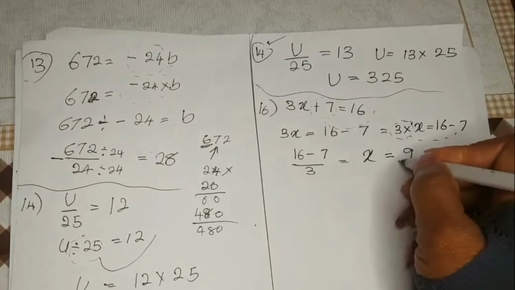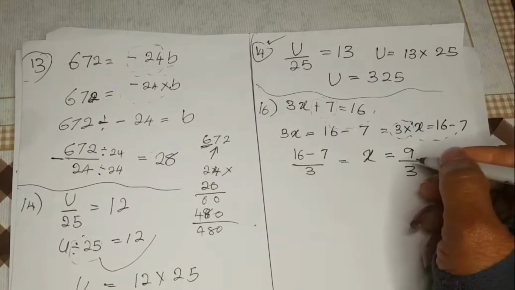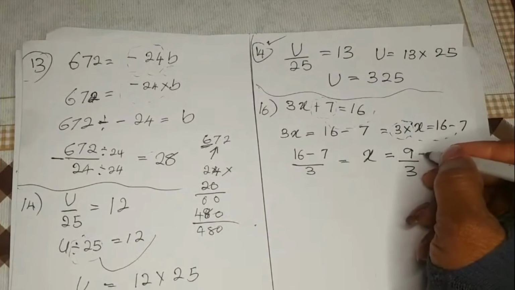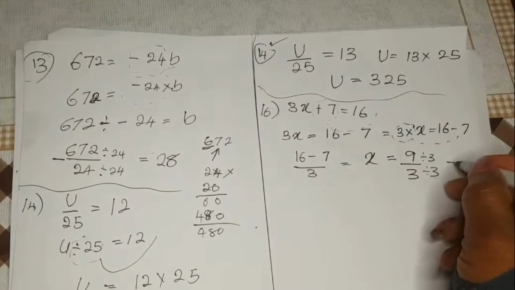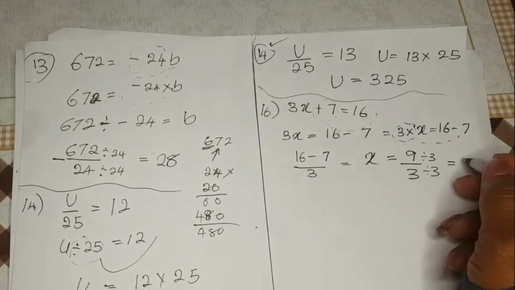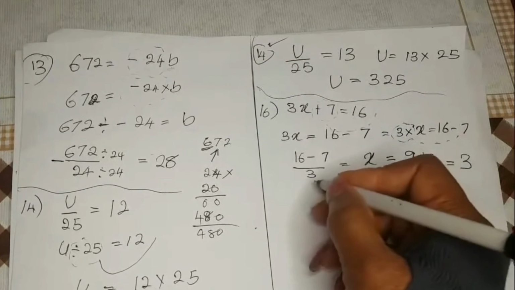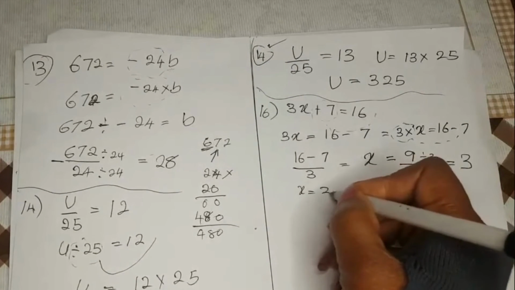9 over 3. Which one number will divide 9 and 3? Of course, it's 3. The answer is what? So our x is equal to 3.